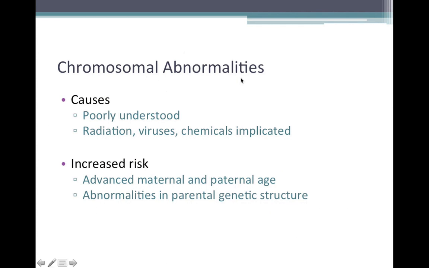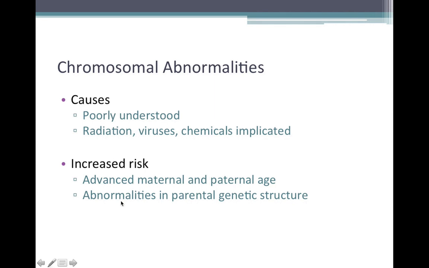Now, some of the causes of these chromosomal abnormalities are pretty poorly understood, but it's believed that things like radiation, viruses, and chemicals may be implicated in these chromosomal abnormalities. However, there are some other risk factors that play a role. So it's believed that advanced maternal and paternal age play a role. So both an older mother and an older father have a higher risk of having offspring with some sort of aneuploidy. And it's believed that these come from abnormalities in the genetic structure of that parent.